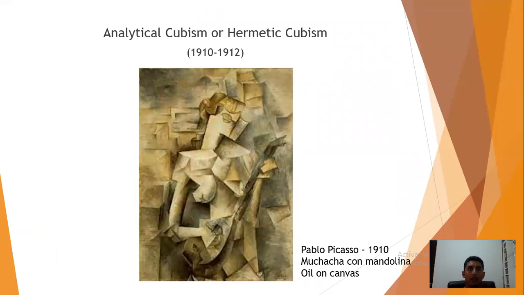The next is analytical Cubism or hermetic Cubism, between 1910 and 1912. In this phase, the solid planes break the contours of the object, exploding in a game that enhances and creates a new language of volumes. In its paintings, there are different sources of light. Color takes a back seat, and multiple perspectives of a single object are broken down into small elements.